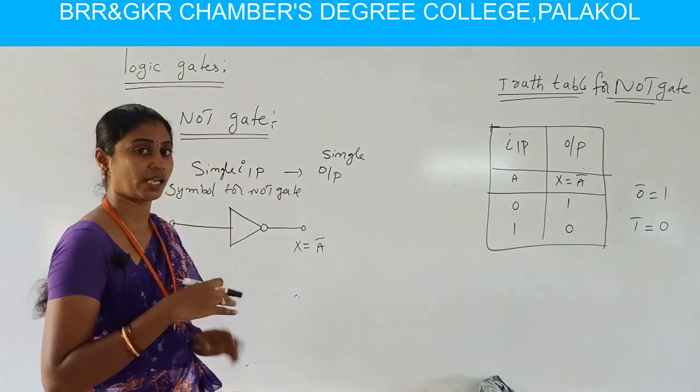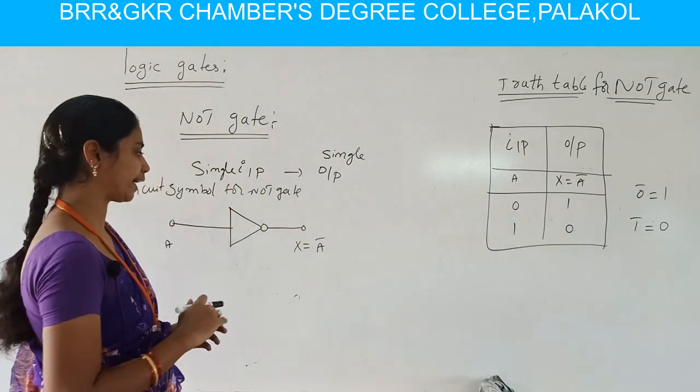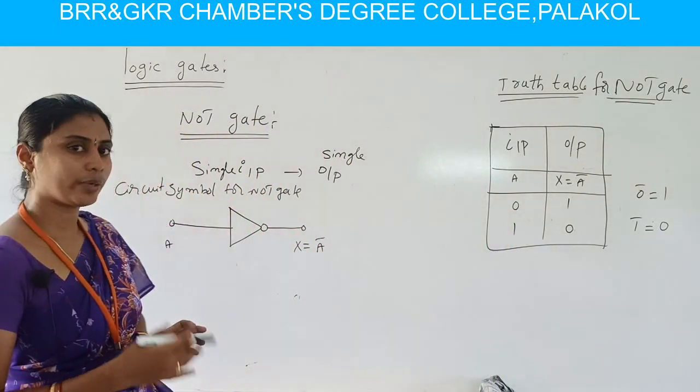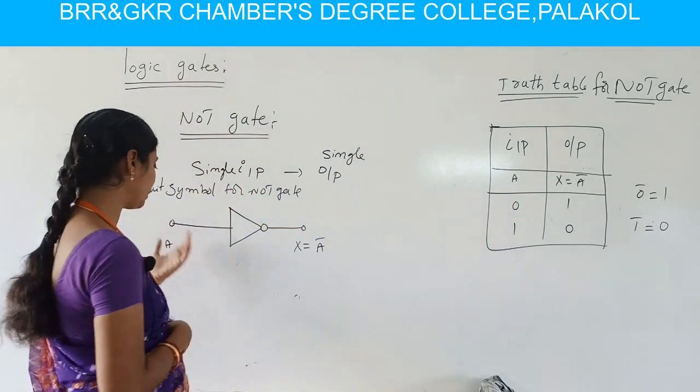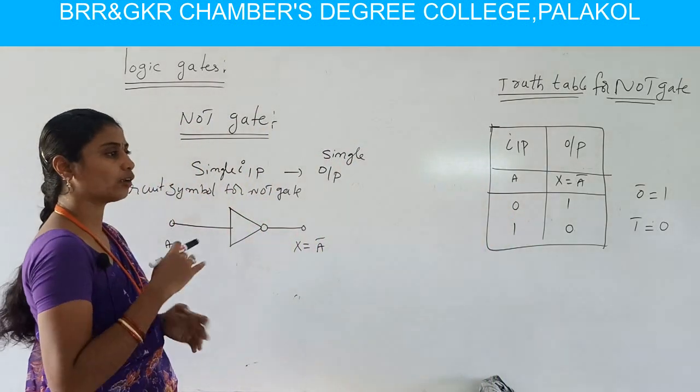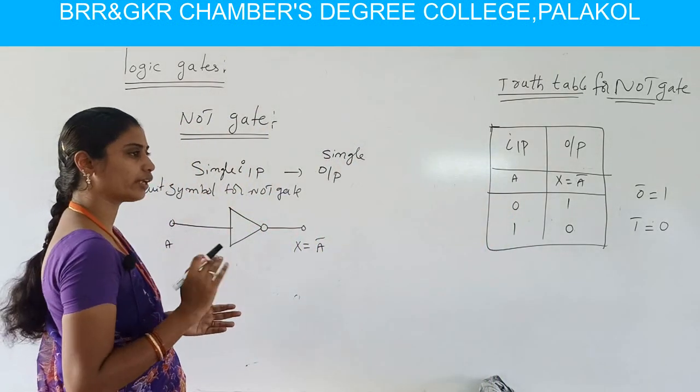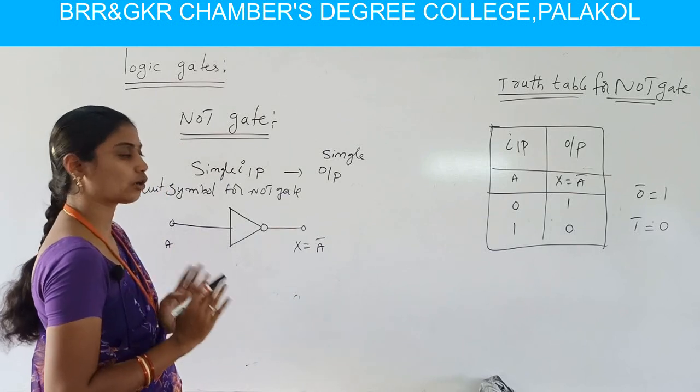In the NOT gate we are doing the inversion operation. We give the input, and the gate always produces the complement of whatever variable we give here; we just complement it.